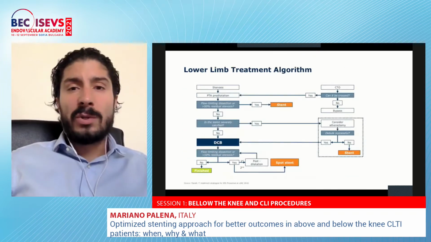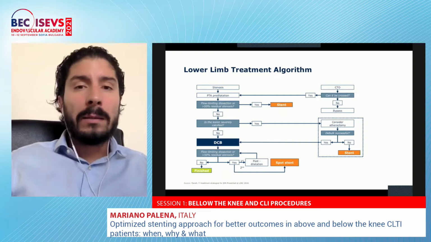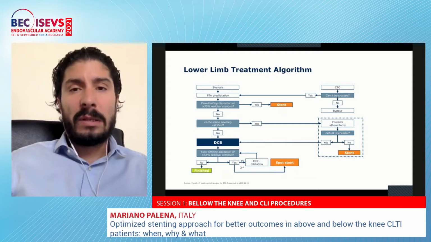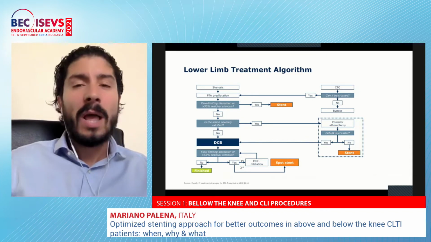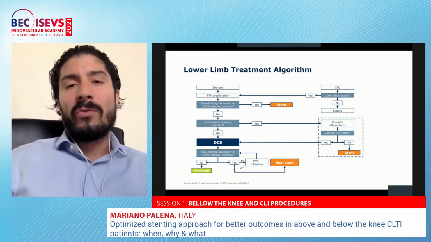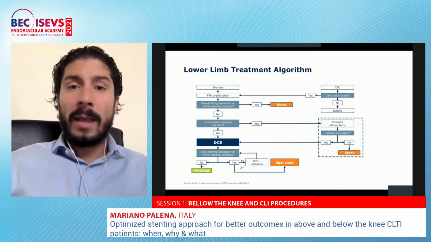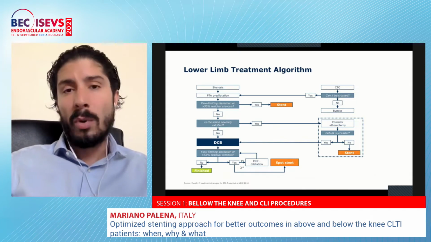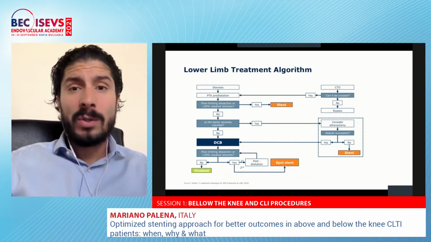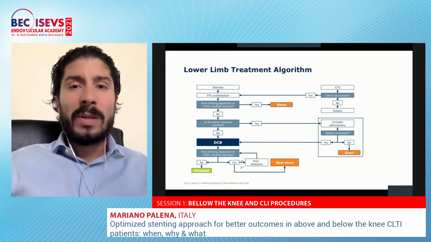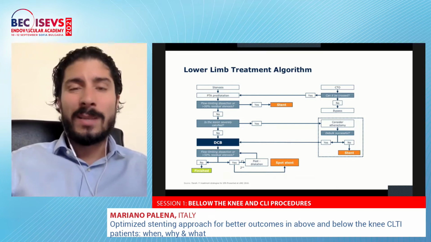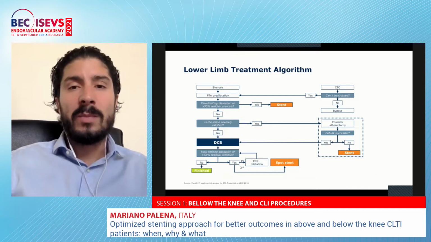As the previous speakers showed, we must have an algorithm in mind because we have multiple options, multiple lesions and multiple devices. For easy lesions, leave nothing behind can be a solution, and in most cases it is possible. Do a plain angioplasty, check if the result is acceptable, and move forward with the DCB.